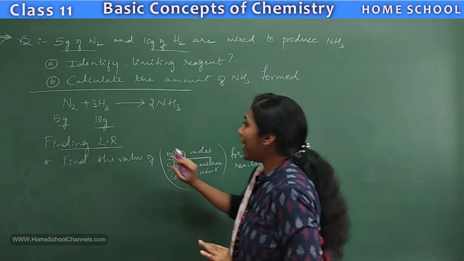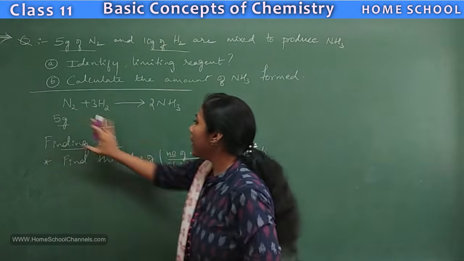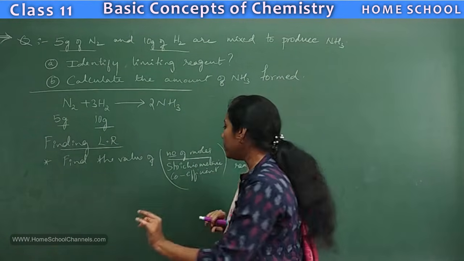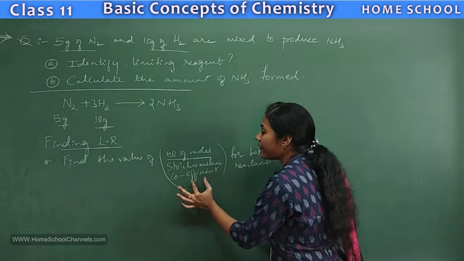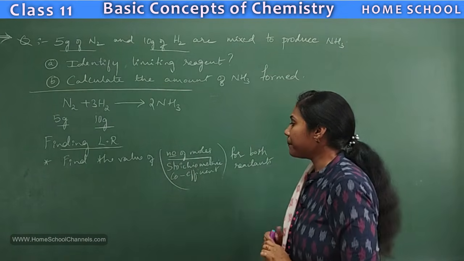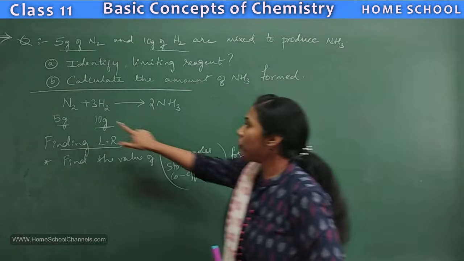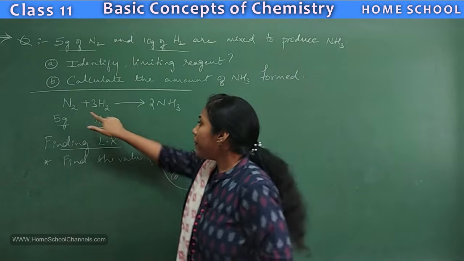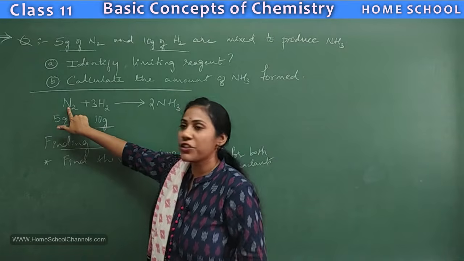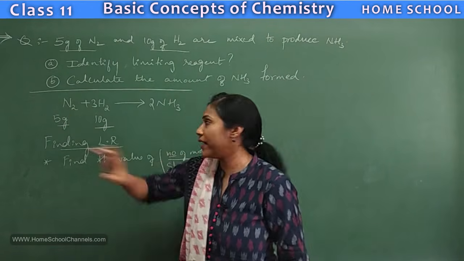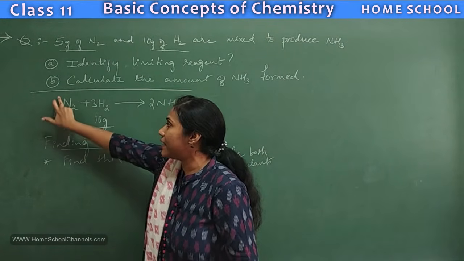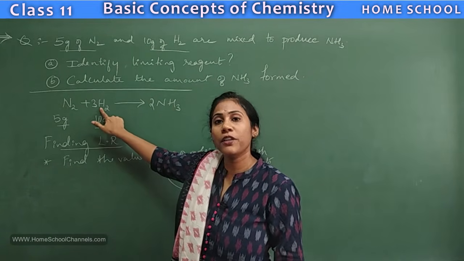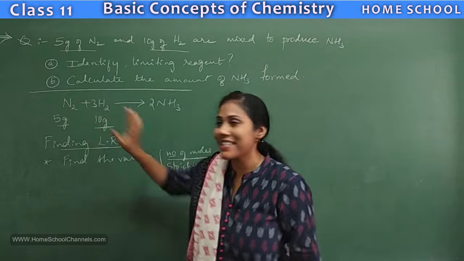Now let us apply the formula for this and apply the formula for this also. What is the formula? Number of moles divided by stoichiometric coefficient. What do you mean by stoichiometric coefficient? It is the digits that you have put for balancing. If I ask you what is the stoichiometric coefficient of N2, then the answer is 1. If nothing is there, it is understood that there is 1. If I ask you what is the stoichiometric coefficient of H2, then the answer is 3.